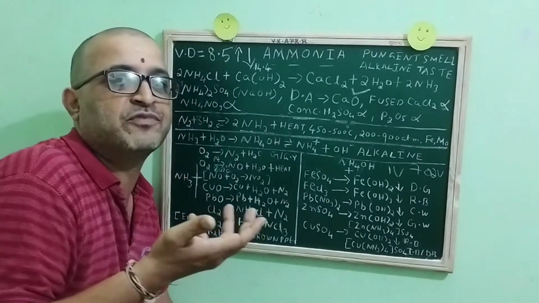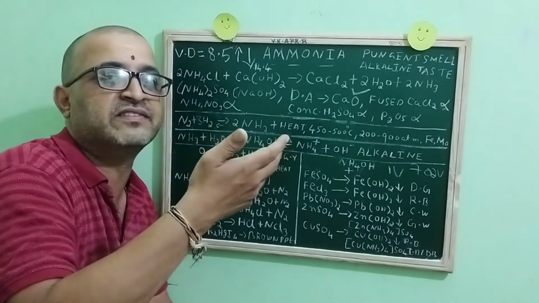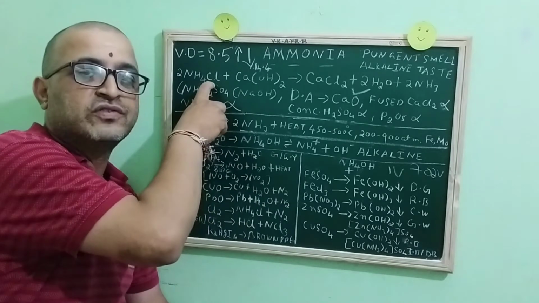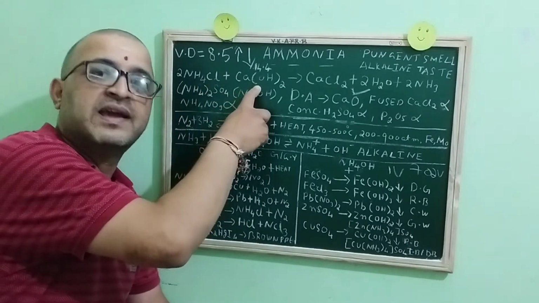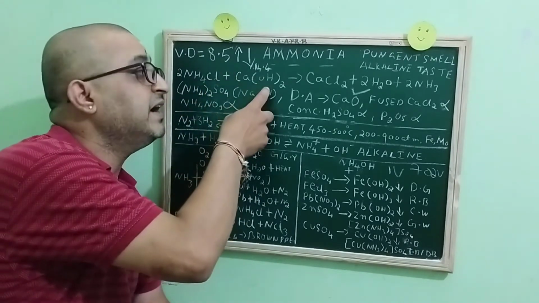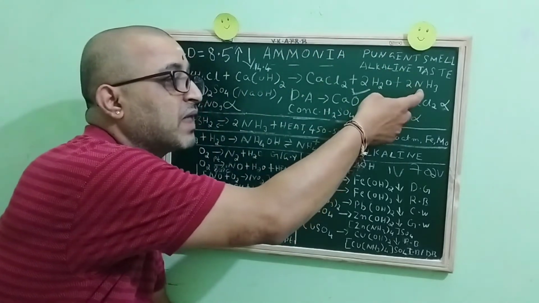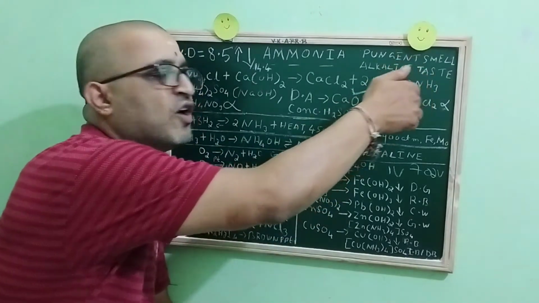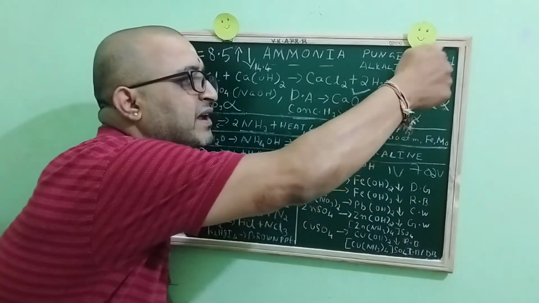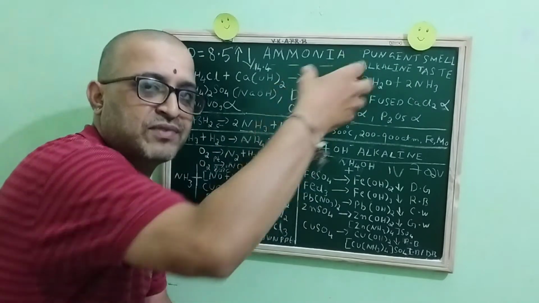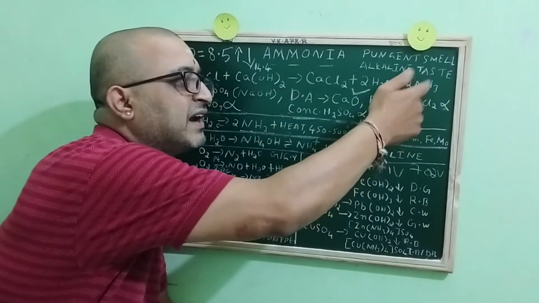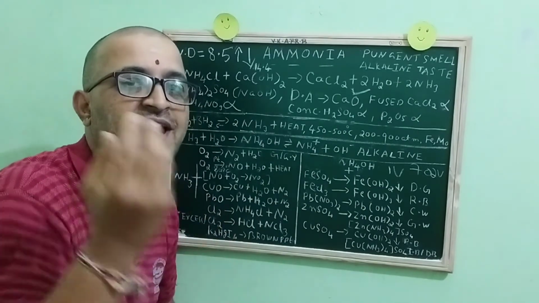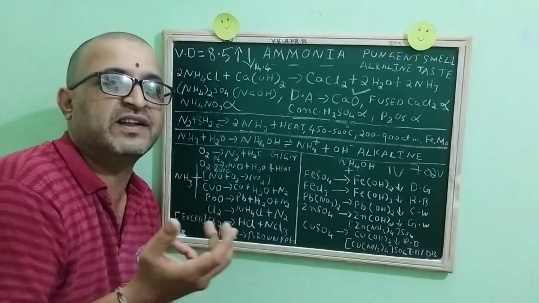Now children, what do we want to prepare ammonia in the laboratory? We want an ammonium salt and an alkali. When you heat these things, you'll get ammonia. Which ammonium salt is used? We use ammonium chloride and calcium hydroxide. When we heat these two, you will get ammonia gas. How do you identify this? Take a glass rod dipped in HCl, bring it near the mouth of the jar where ammonia is getting collected. Immediately you will observe dense white fumes of what? Ammonium chloride.